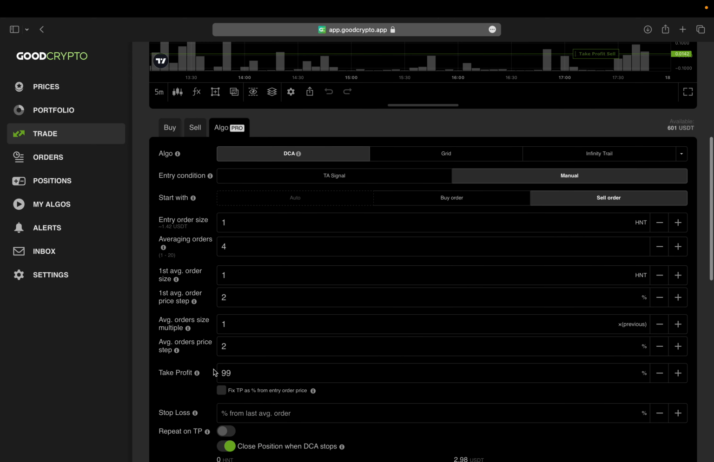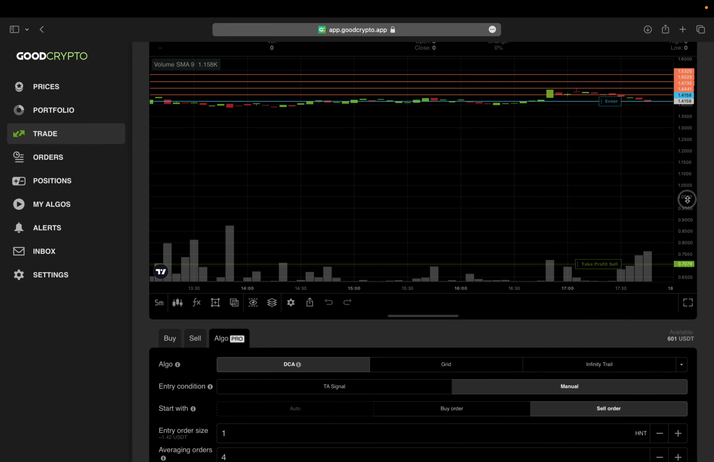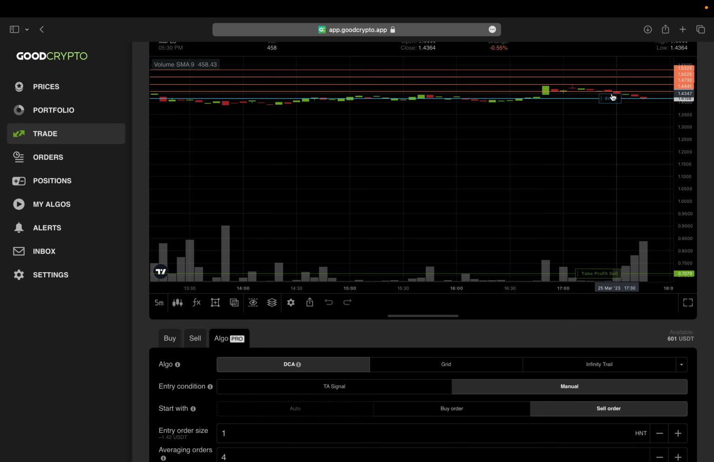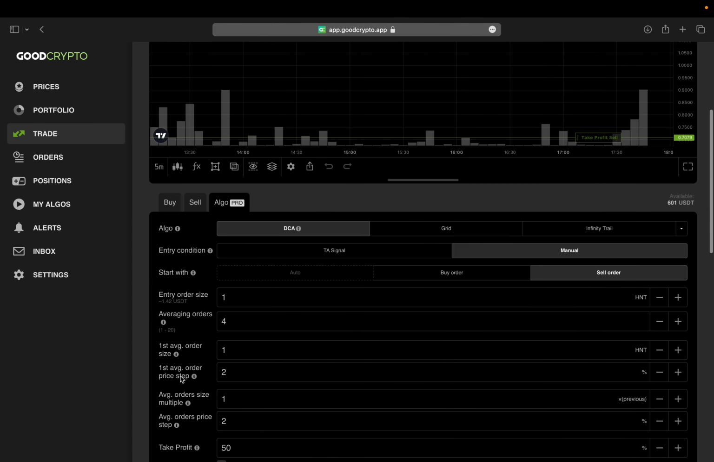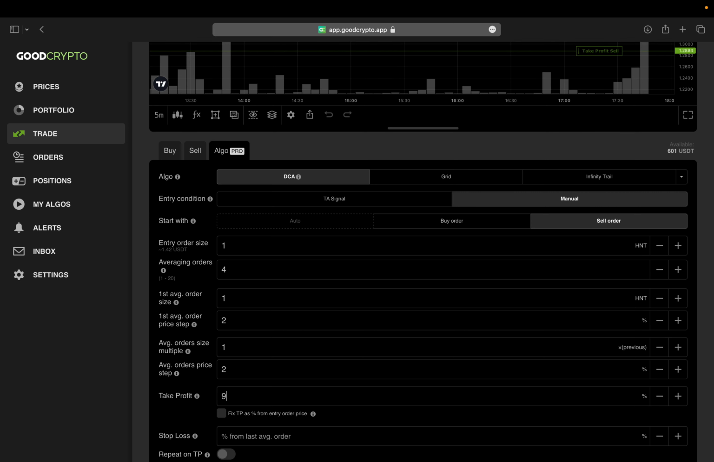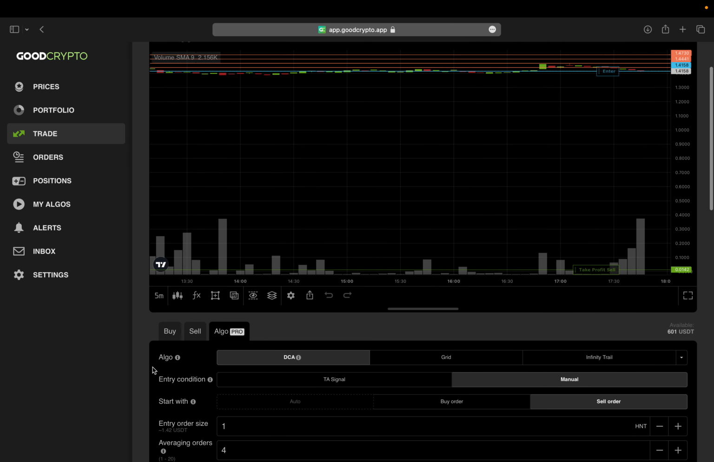Okay, maybe not 99. Let's say 50%, just to make it easier on the eyes. So those are your 5 take profit orders, and you have another take profit order. Those are your sell orders. But in case HNT goes down by 50%, you will buy it back. Or you can put here, as I said, 99%, so it will only buy back your HNT if it falls 99%, which is probably not the worst scenario.